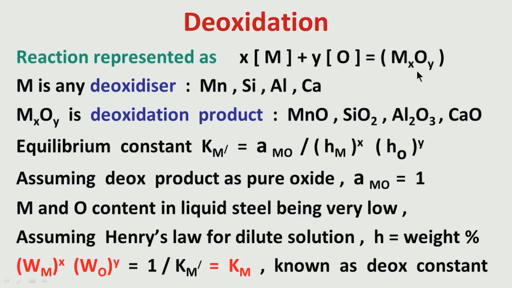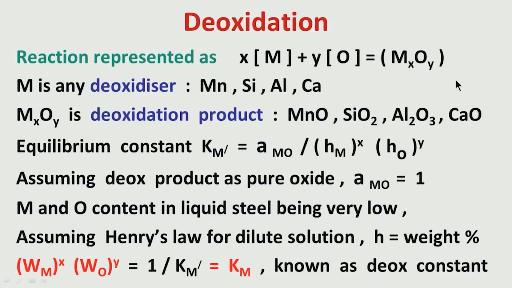As I was telling you, M can be any deoxidizer. It can be manganese, silicon, aluminum, or calcium. These are the common deoxidizers which can be used in liquid steel for taking care of oxygen. So, what is the deoxidation product? If we are using manganese, it is manganese oxide. If we are using silicon, it is SiO2. If we are using aluminum, I have told you, Al2O3. If you are using calcium, it is calcium oxide.